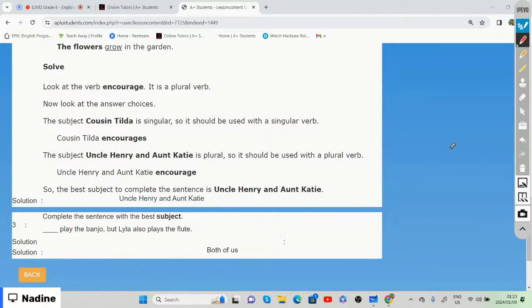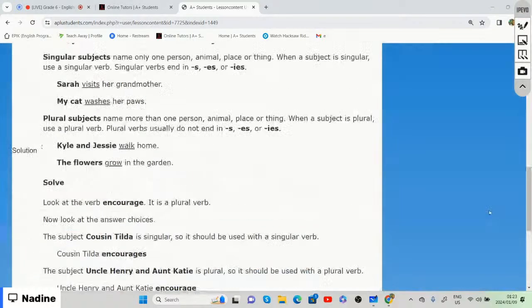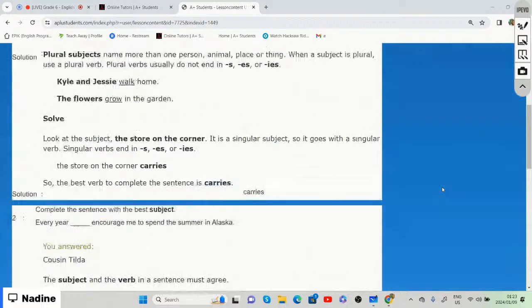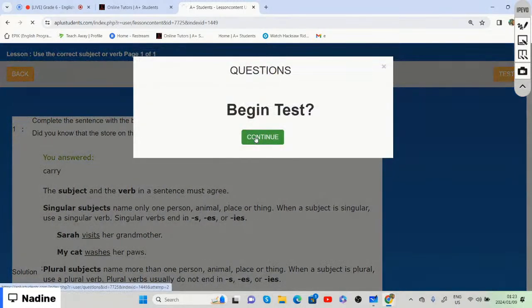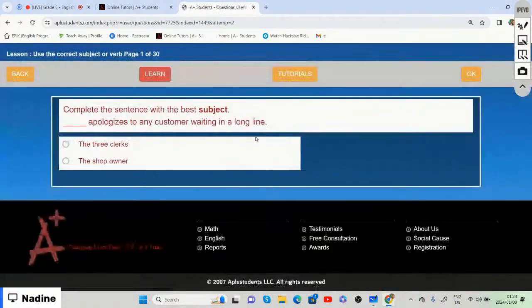All right, so now let's go to our test where we are going to use the correct subject or verb. And remember, within these lessons, we are just doing a few of the tests, probably about 3 or 4 of the tests. But once the lesson has ended, you're going to have to complete the rest of the test on your own.